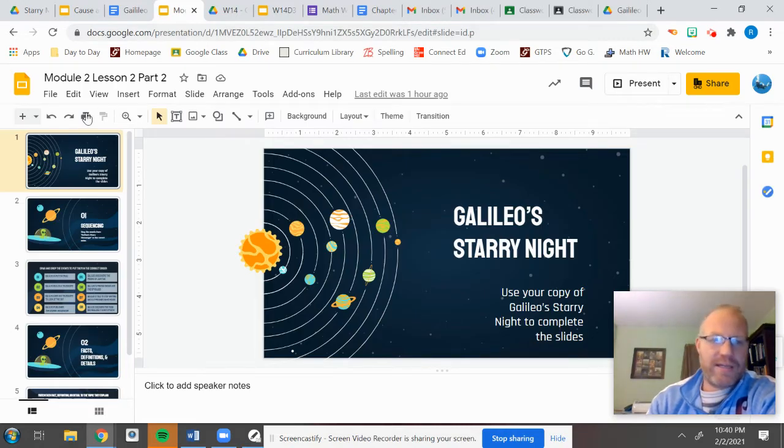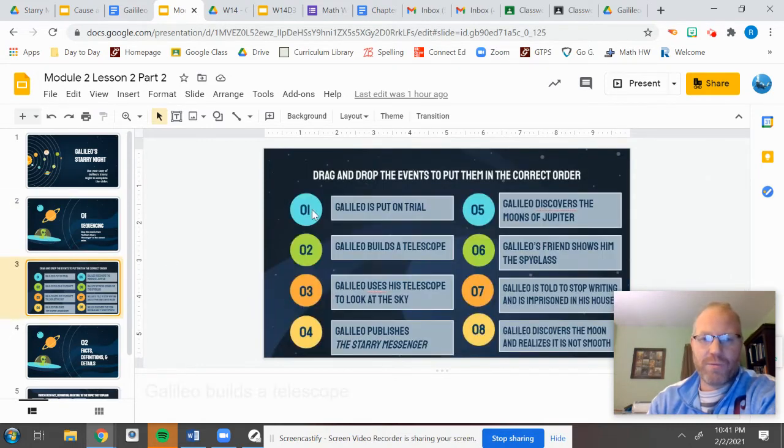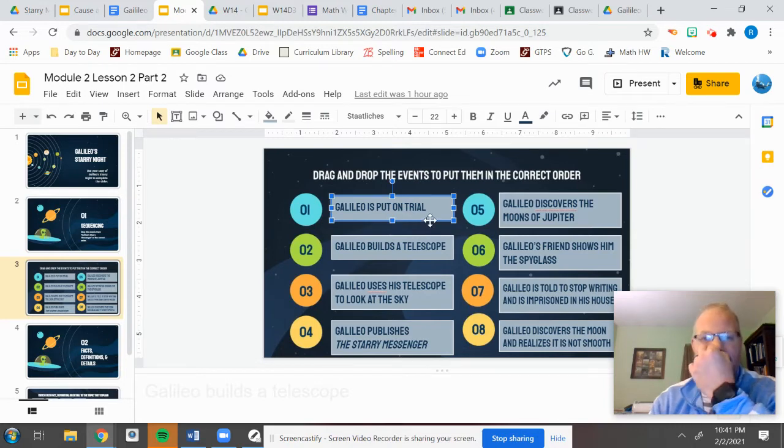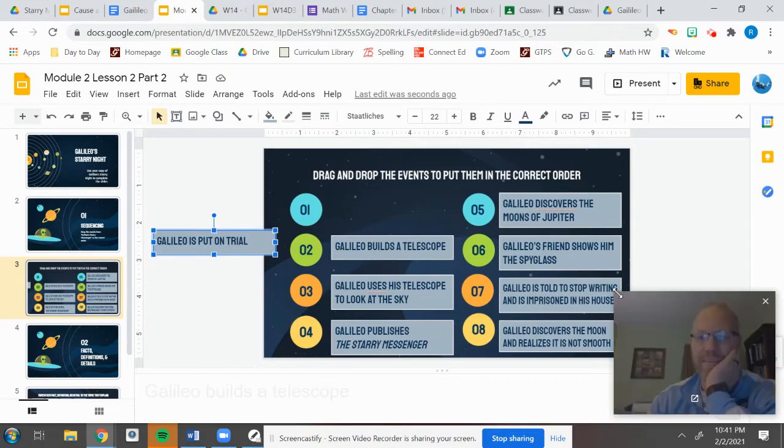So let's go in. Now we go to slide 2. It says sequencing. Drag the events from Galileo's Starry Messenger into the correct order. So you can see it starts with 1 and goes all the way to 8. You're going to be putting these boxes in order as which they happened in the book. So you have to move them out of the way and look for the first thing that happened.